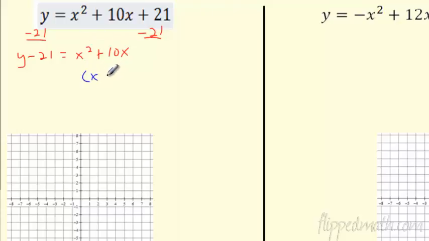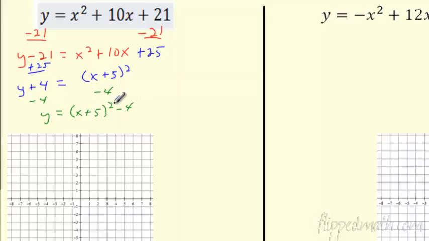I'm going to take that b term, cut it in half, so it's going to be 5. Square it. So I'm actually adding 25 to both sides. So whatever you do to one side, you've got to do to the other side. So when I do that, I've got y plus 4, negative 21 plus 25 is 4, equals this. That's awesome. So how do I do this? Well, just subtract 4 from both sides of the equation, and we're really looking at y equals x plus 5 squared minus 4. So boom, we've got the vertex. We're good to go. That's vertex form. We can plot that on there. Remember, it's opposite of what you think in the parentheses.